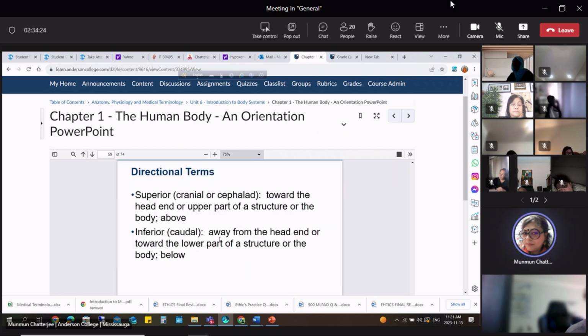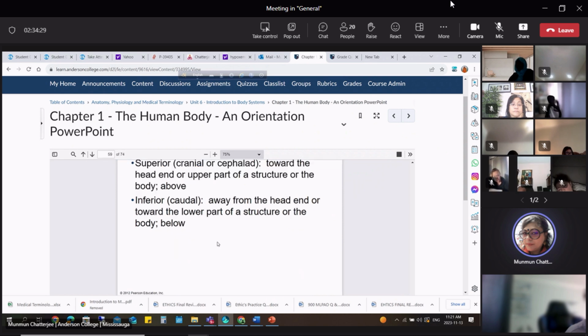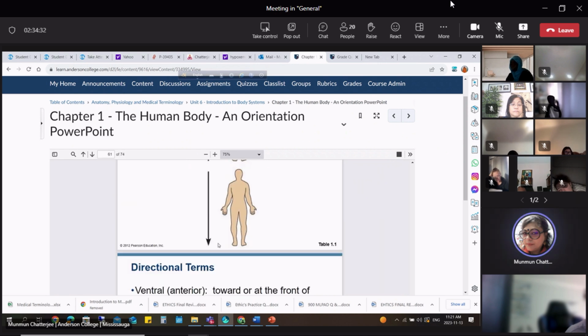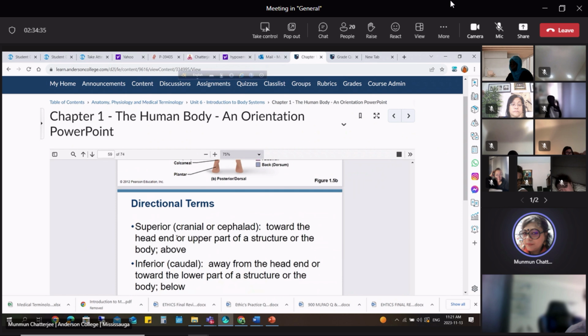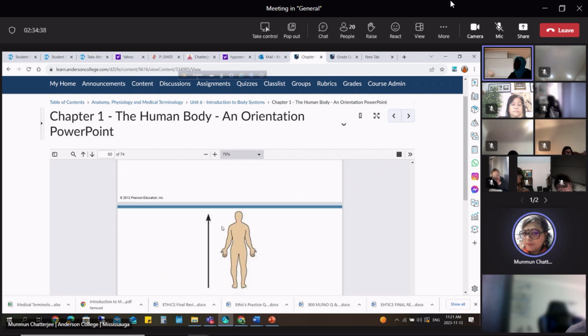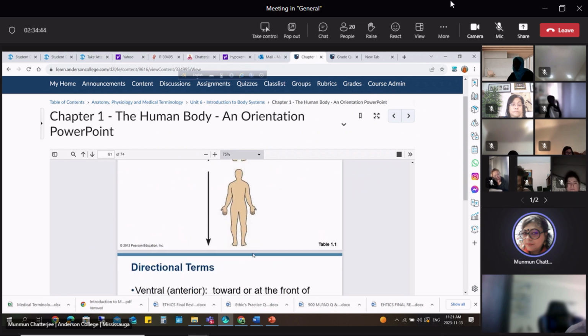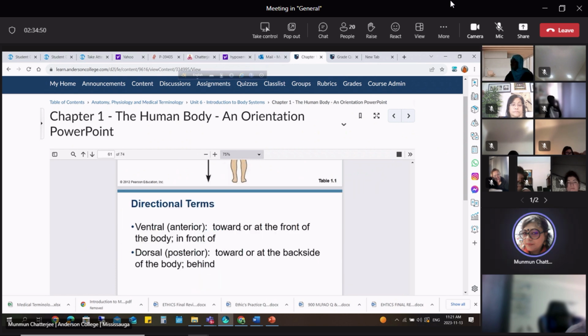What is superior? Towards the head. Inferior is towards the caudal region, that means below your hip. So how is the direction? Superior and inferior. Up towards the head is called superior. Down towards the caudal region or the leg is called inferior. We have ventral and dorsal. Ventral is towards the front of the body, and dorsal is towards the back side of the body, or behind.